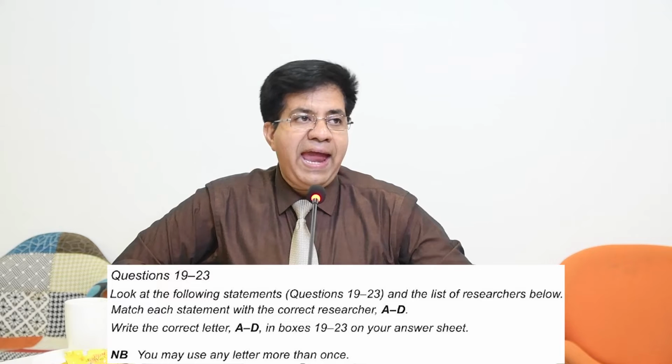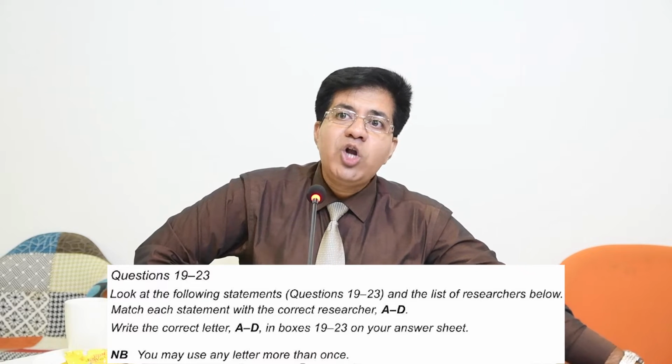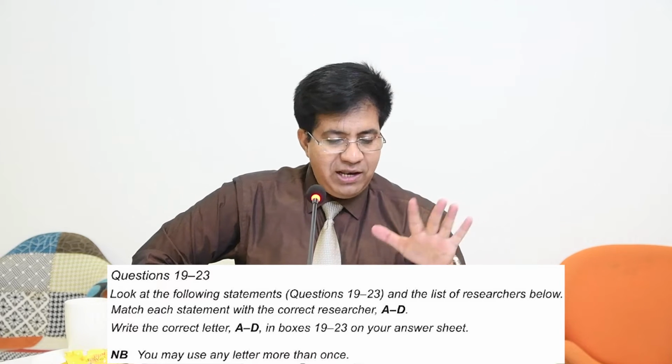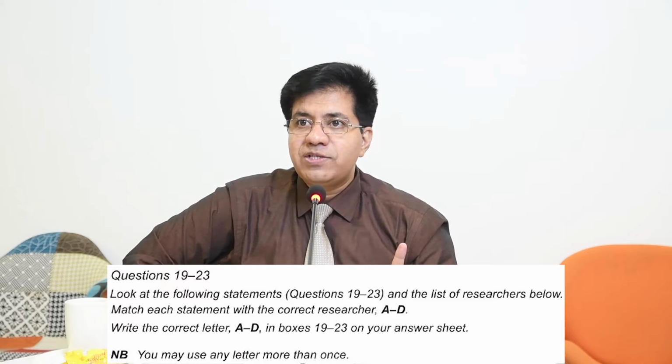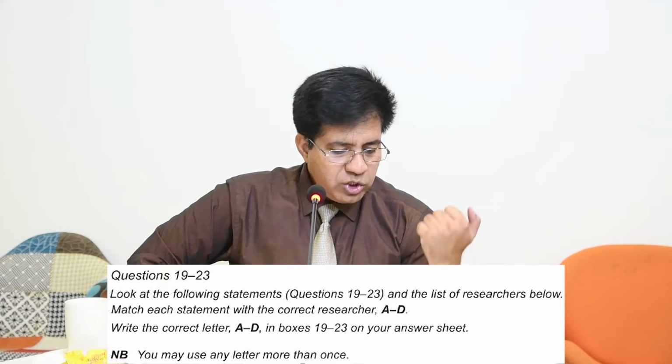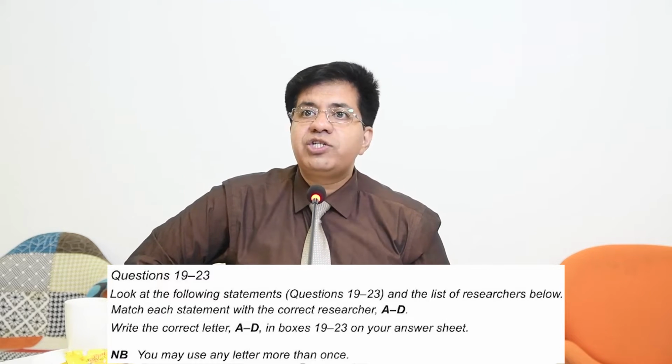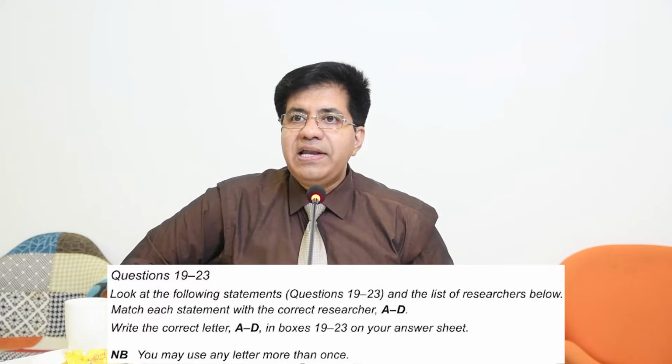Okay guys, now we move on and we are going to see how to do matching, where they give you a list of researchers, list of scientists and all that. Remember one thing, we have questions 19 to 23. Now these questions and the passage are not in order, but still matching is type A question type, okay? Why? Because the list of researchers is in order.